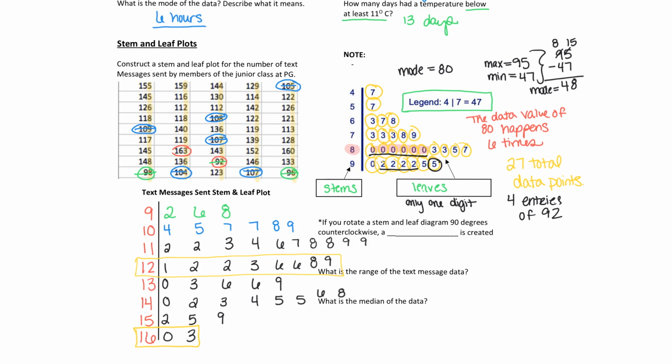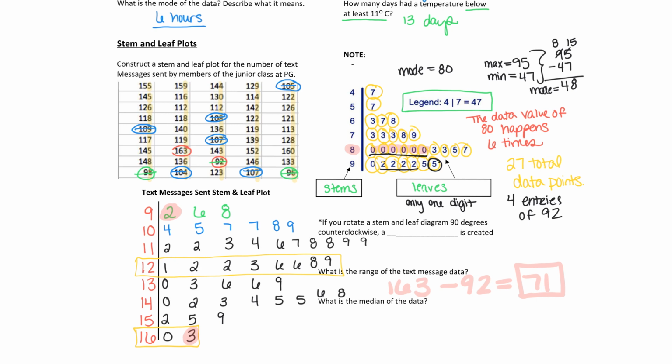In this question, it says, what is the range of text messages that were sent from this data set? I can see my maximum, which I'm going to highlight here in red, is 163, minus the minimum, which comes from the smallest number, 92. If I take 163 minus 92, I get 71 text messages. That's going to be my range of text messages that were sent.